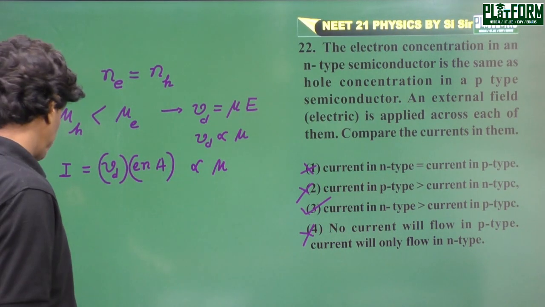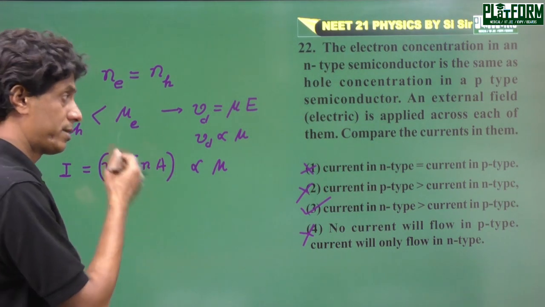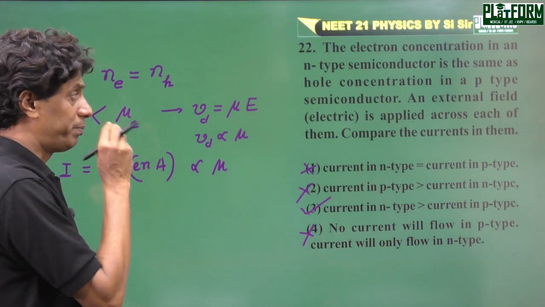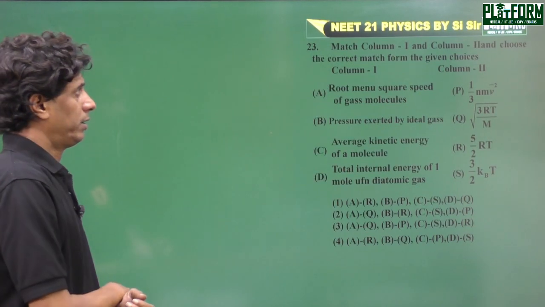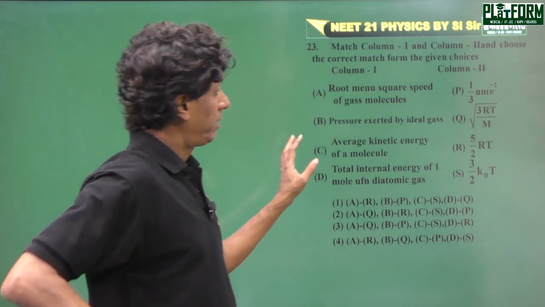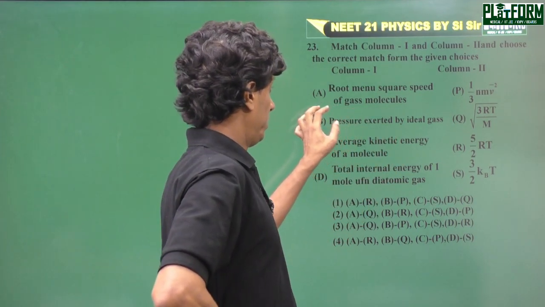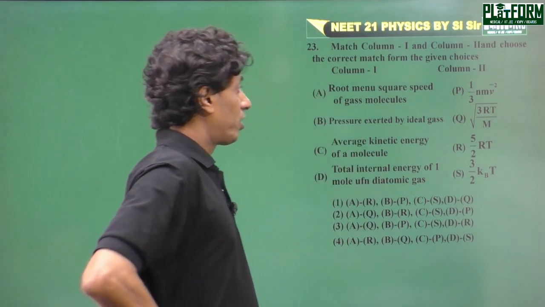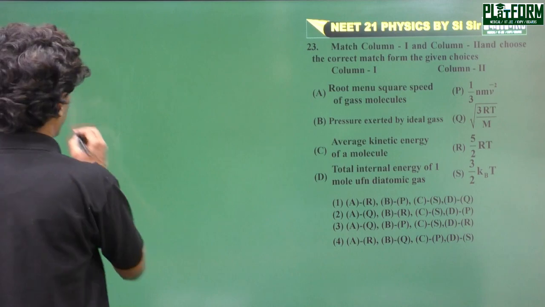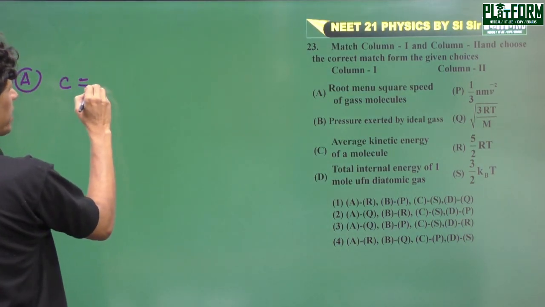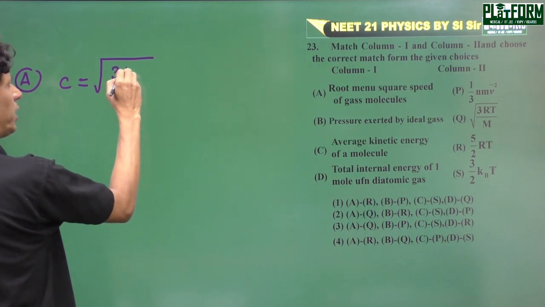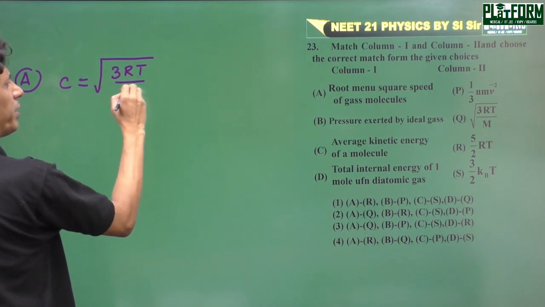Next problem. The problem is taken from the simple basic knowledge of semiconductor. Again, we have to match the column. Root mean square speed of gas molecules. Root mean square speed of gas molecule is root of 3RT by M.